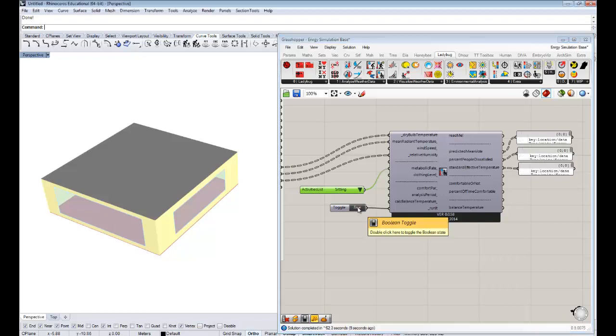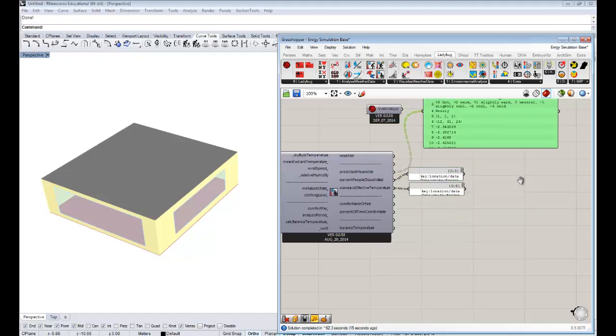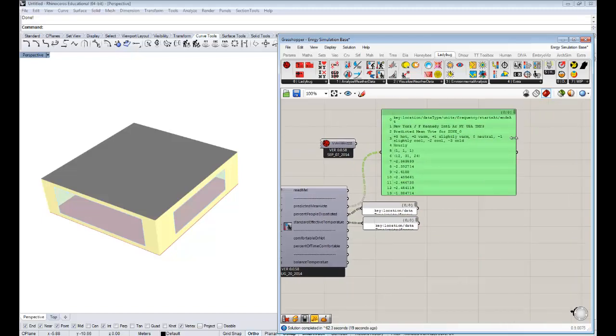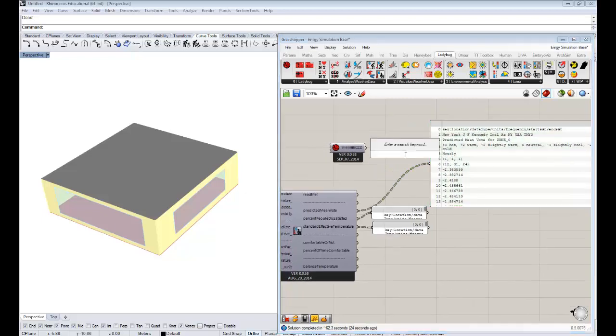Okay, everyone, our predicted mean vote simulation has finished, and what we're getting out of it now is predicted mean vote values for every single hour of the year, essentially, for each of those 5 zones. And again, it's coming in as a grafted list. So I'll just pull up a param viewer again to show you one for each zone, essentially.